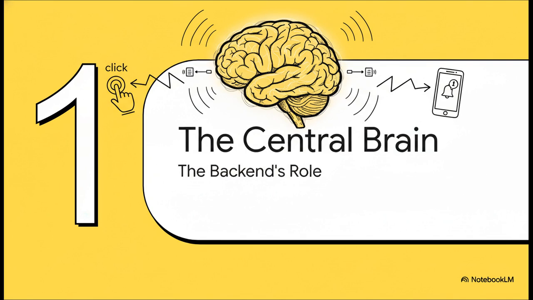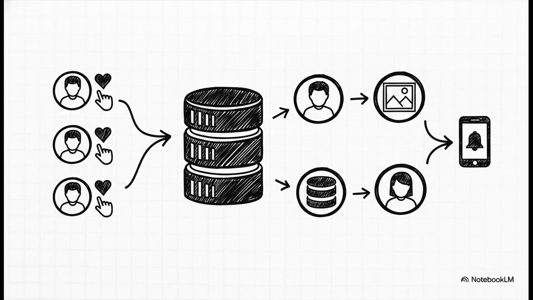Well, that click, it's headed straight for the back end. In between you tapping that button and your friend getting a notification, there's a super powerful computer somewhere else doing all the work. You can really think of it as the central brain of the whole operation. I mean, think about it. This central brain is juggling a ton of information.